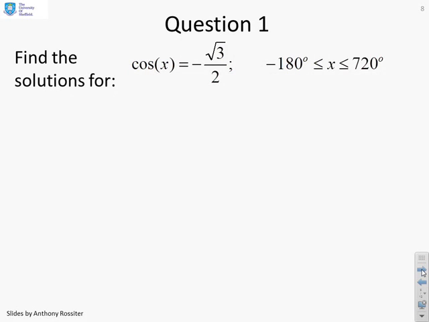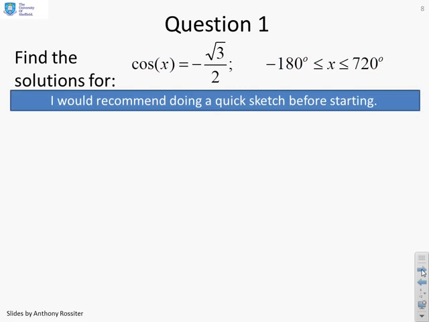Right, let's move on to some questions then. How would we find the solution for a question like this? Cos x equals minus root 3 over 2, for x between minus 180 and 720. And the key thing to remember when you answer questions like this is to start with what you know. So what I'm going to do is start by doing a sketch of the cosine curve.